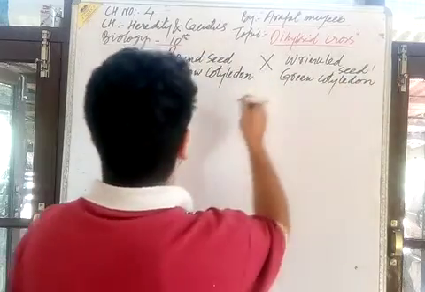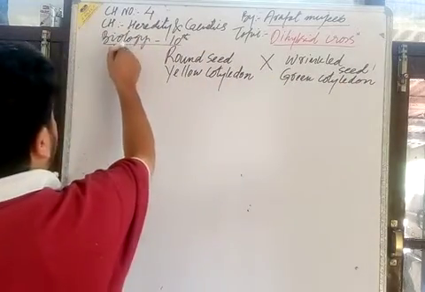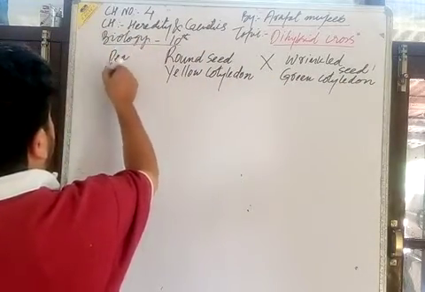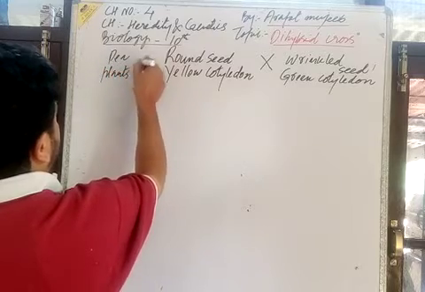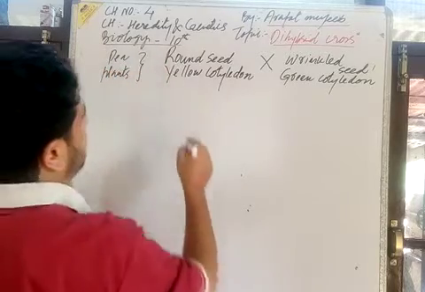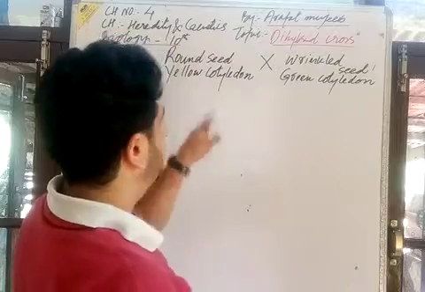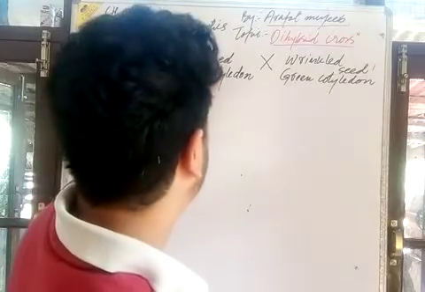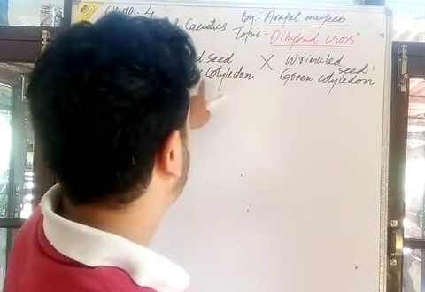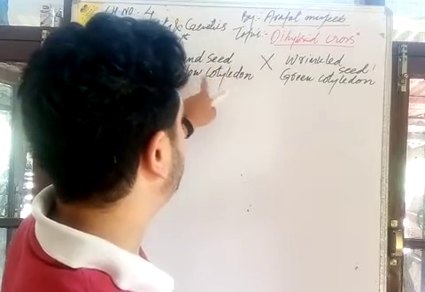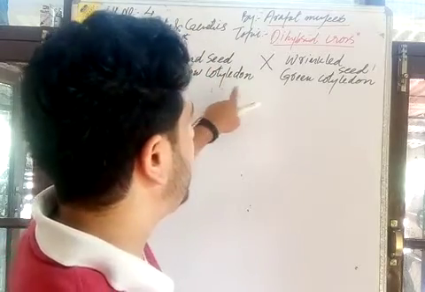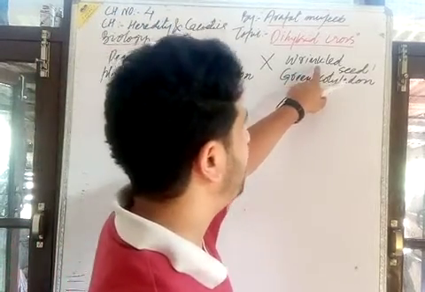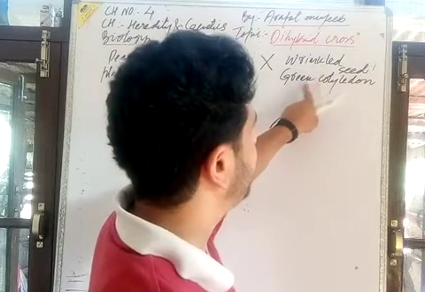We took two pea plants here. These pea plants are parental pea plants. One pea plant is with dominant characters, round seed and yellow cotyledon. Both their traits are dominant traits. And another pea plant is with wrinkled seed and green cotyledon.